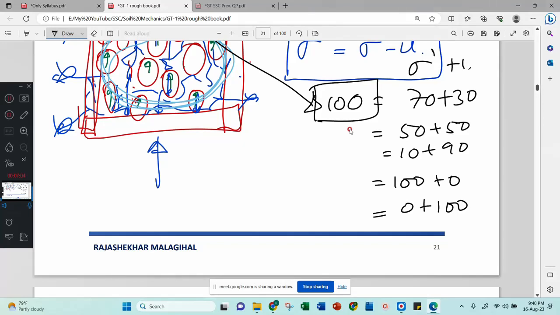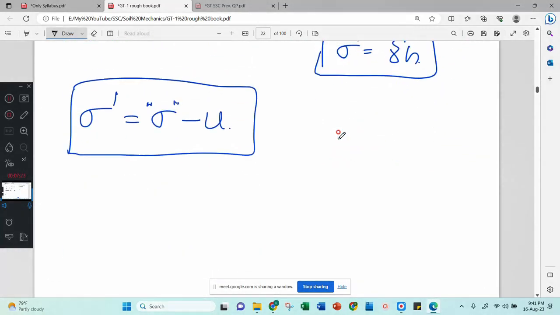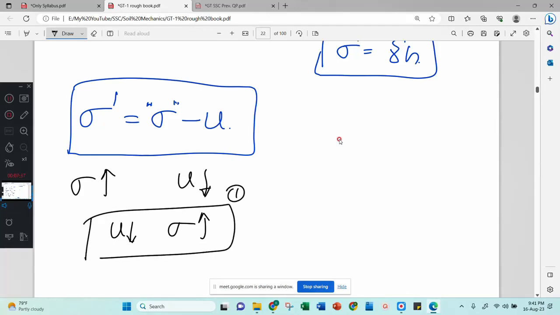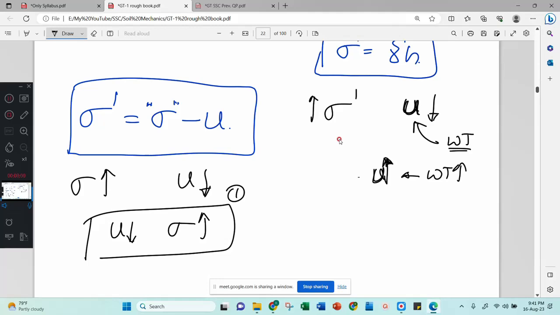This is your sigma dash plus u. Means you have to think about these two. Now from this you can consider, if sigma dash is increased, u is decreased. Therefore I can conclude that as the effective stress increases, pore water pressure has to decrease, or as pore water pressure decreases, effective stress increases. This is one conclusion I can make. Another conclusion is that effective stress and pore water pressure are inversely proportional. Then what does pore water pressure depend on? Pore water pressure depends on the water table. As the water table rises, pore water pressure increases. As the pore water pressure increases, effective stress decreases. You can remember those things like that. Some conclusions you can make. This is all about the effective stress concept.